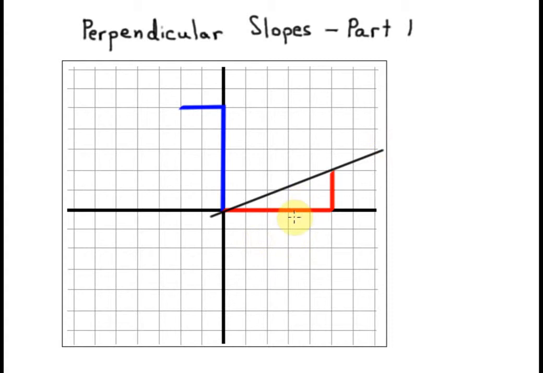Now, what's the slope of that line? Well, I've drawn this little red rise and run so it's easy to count. So we have a run of 5 and a rise of 2. So the slope of this line, first of all, you'll notice that it's positive because we're going uphill as we move from left to right, and we have a rise of 2 over a run of 5. Okay, so that's the slope of this line.